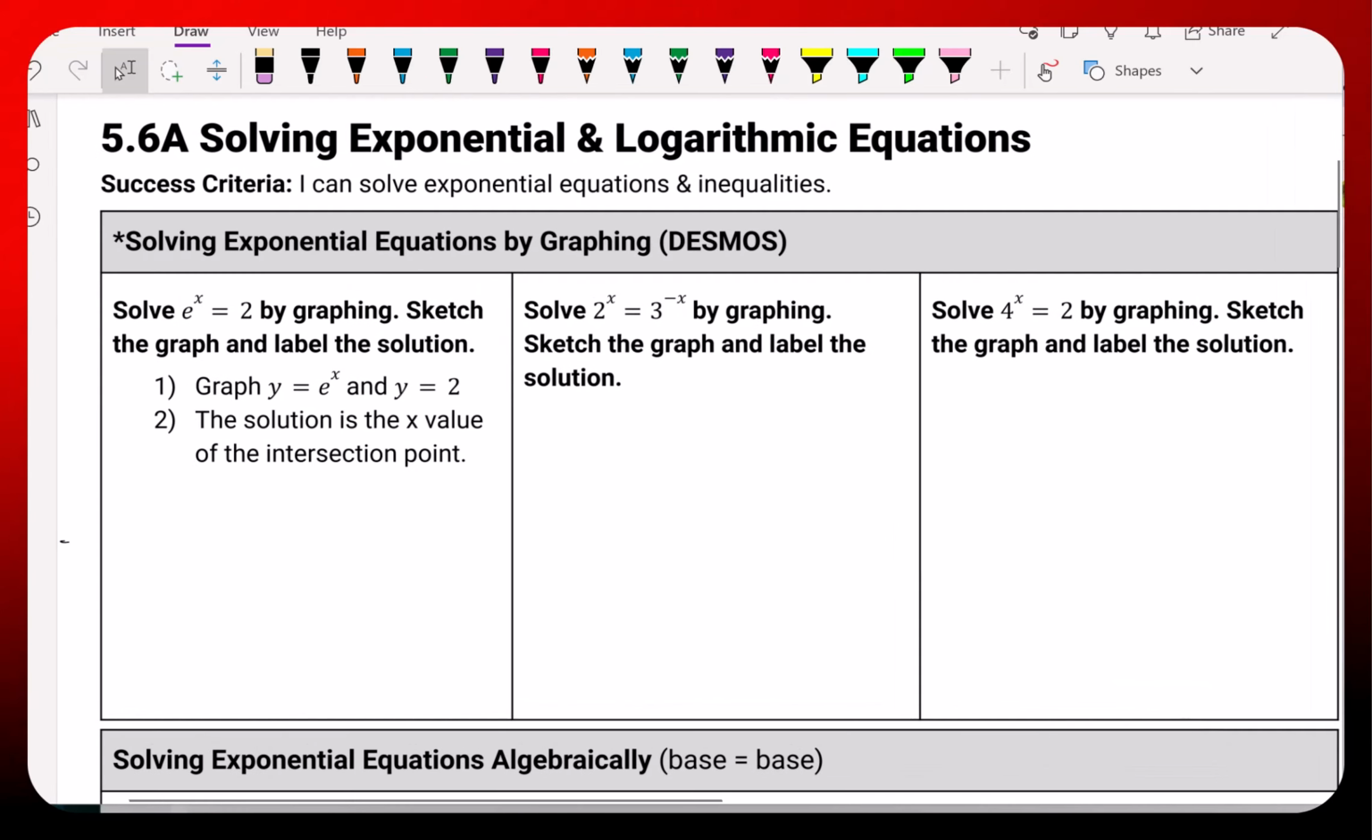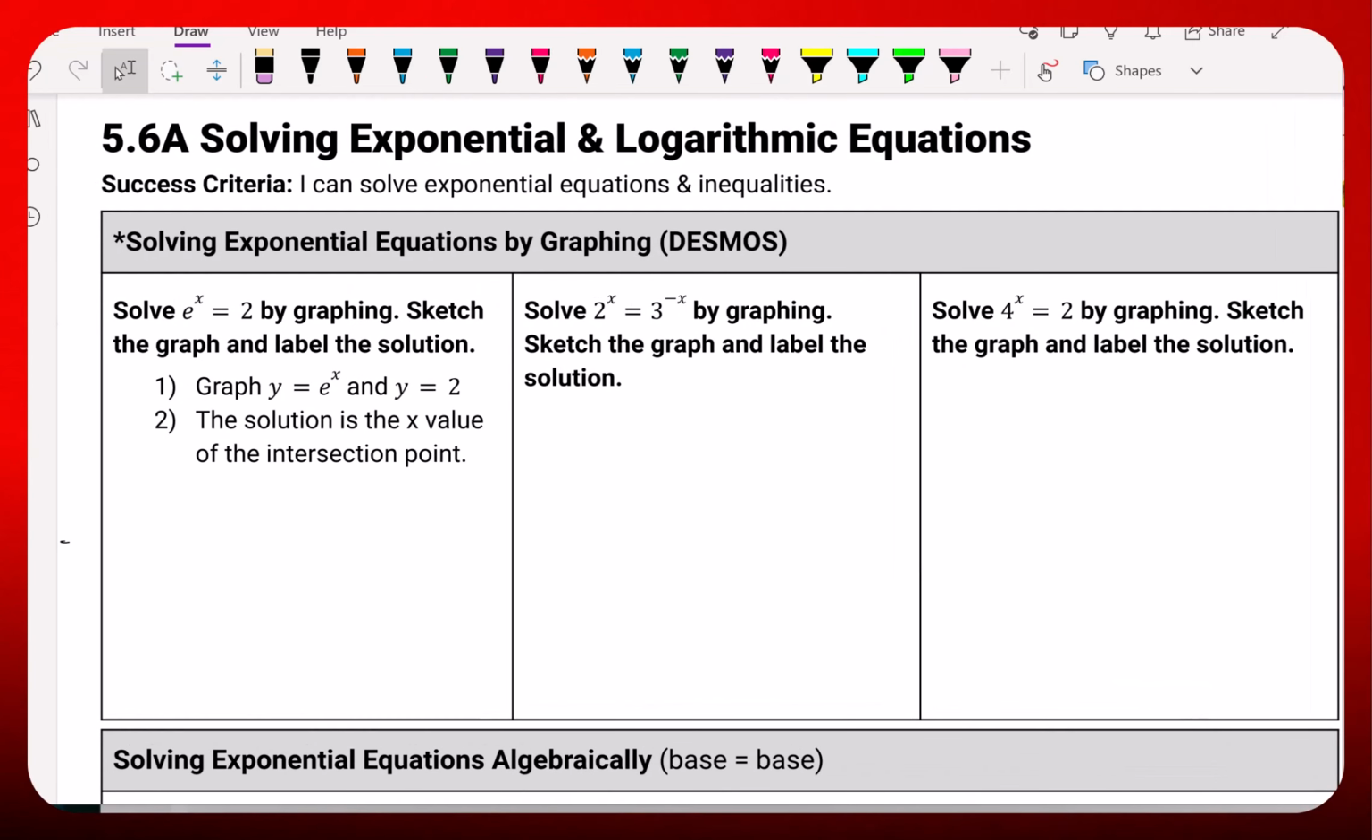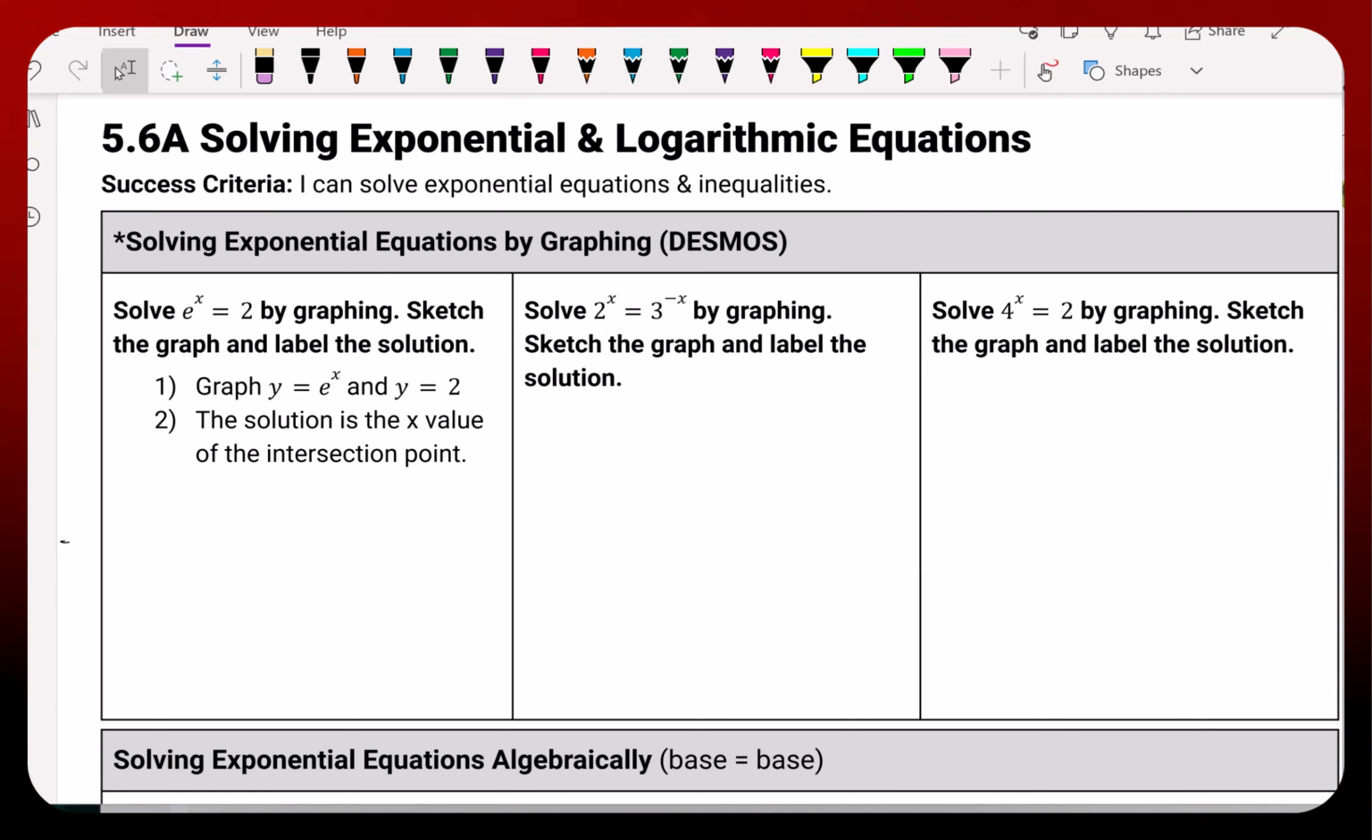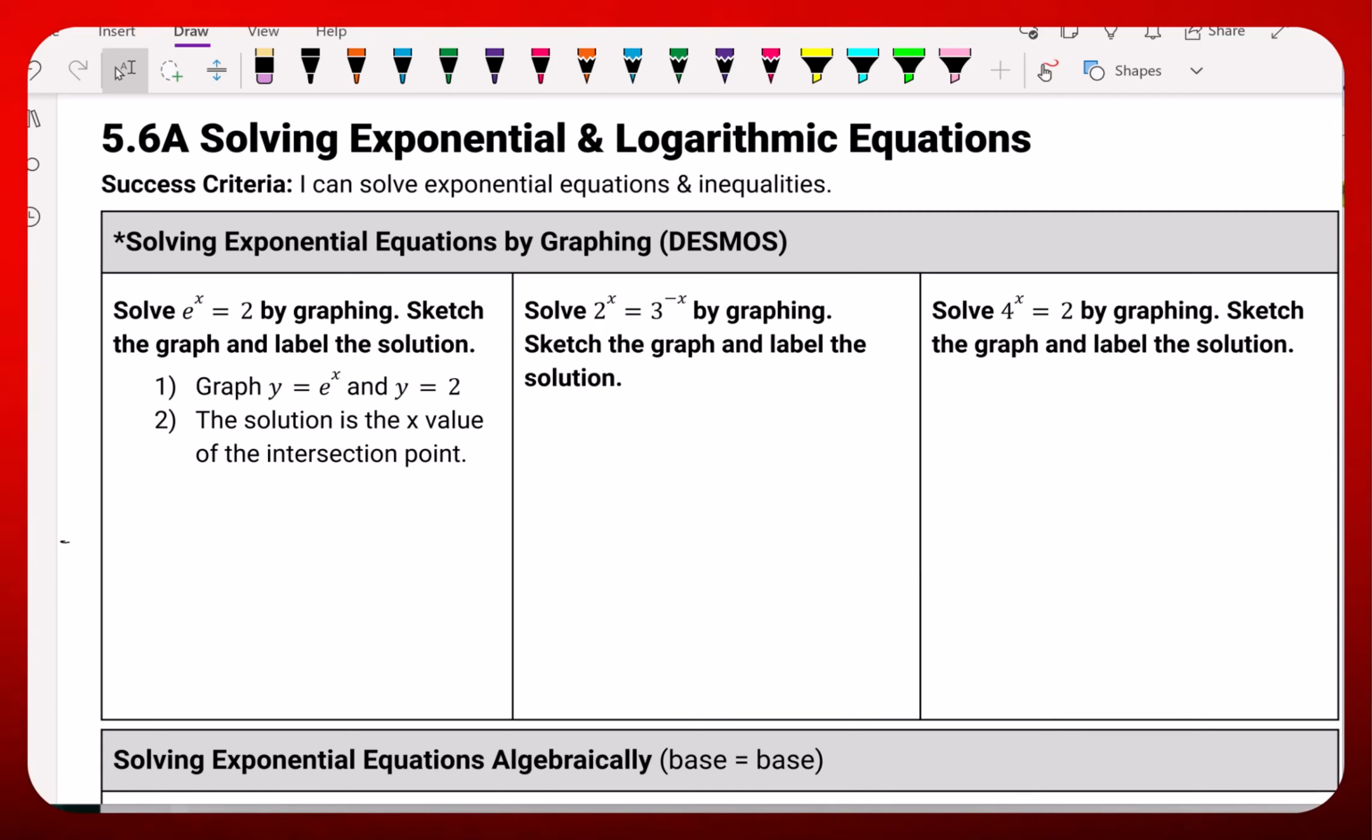Hello, this is a video on lesson 5-6, the first part only, solving exponential equations, and part B will be solving logarithmic equations. We're going to start out using Desmos because you can use this trick on any equation that you don't know how to solve.